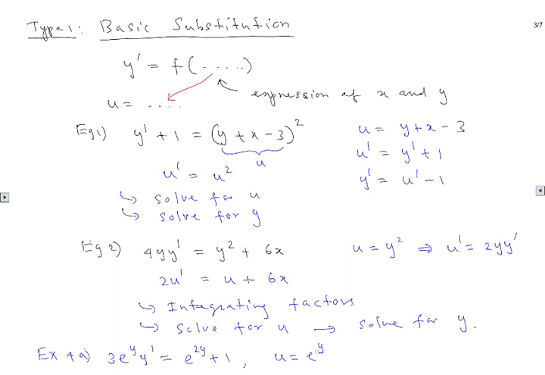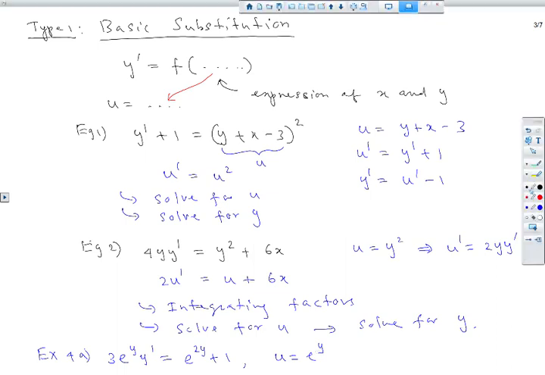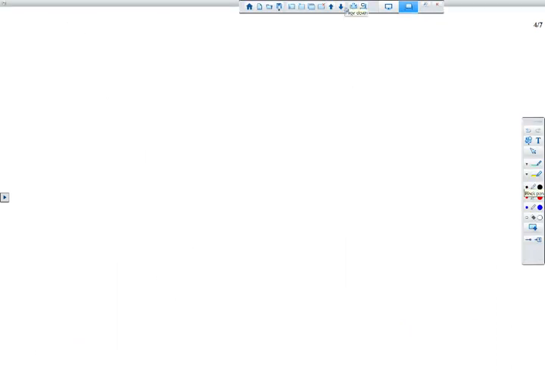So let's talk about type 2. So what is type 2? The homogeneous equation. Type 2, the homogeneous differential equation. Homogeneous differential equation has two meanings. This is one meaning that we use in differential equations. We can talk about another meaning in a future video.